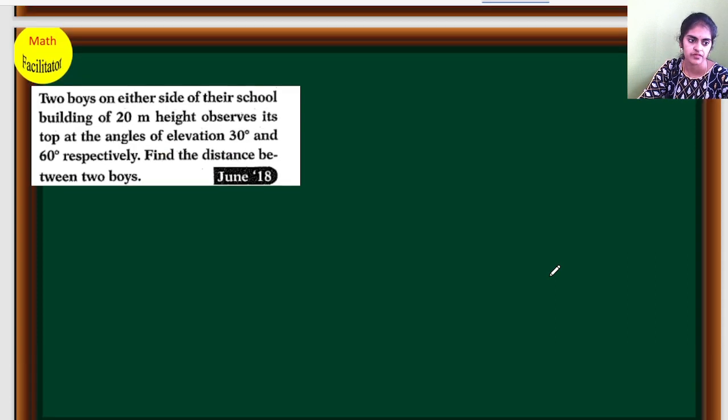Units are compulsory. Okay. Now see, two boys are on either side of their school building.